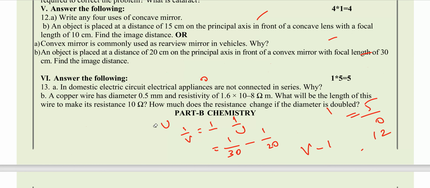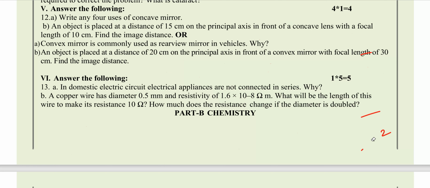Next question is what? In a domestic electric circuit, electrical appliances are not connected in series. It can be asked this way, or as a question. In a domestic electric circuit, the appliances are connected in parallel instead of series. Why? Give reason. Why are we not connecting in series, and connecting in parallel? That is the meaning. Why are we connecting the appliances in parallel instead of series?